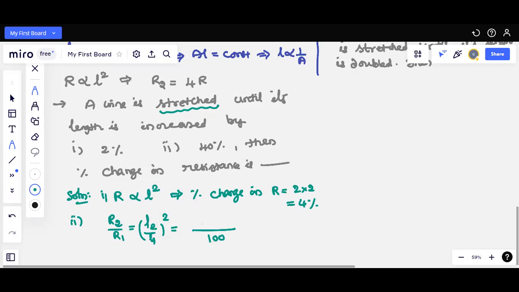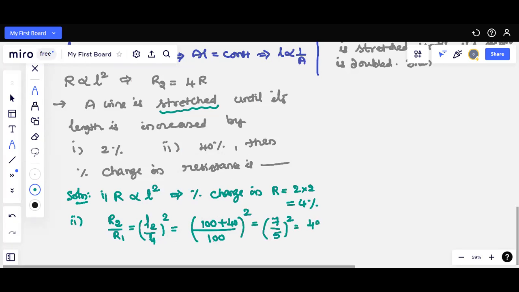L2 is initial value increased, length is increased. So plus percentage change. How much? 40%. So 100 plus 40 directly we write. Okay, this is a shortcut now. Taking the initial value as 100, and 100 plus 40 percentage change. If it is decreased, we write 100 minus 40. Okay, increase 100 plus 40. So L2 by L1 whole square, that is 140 by 100. 140 by 100 means 7 by 5 whole square.